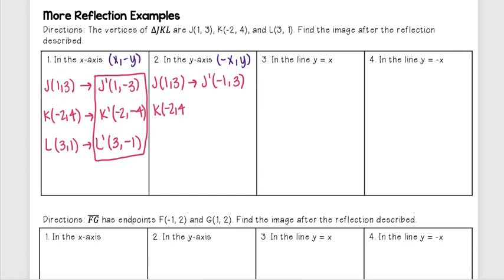My K is at negative 2, 4. So K prime, I'm going to take the opposite sign of x. Since my x is negative here, the opposite sign of that is going to be a positive 2. And then my y stays the same. And then L, 3, 1. So L prime, the opposite sign of 3 is negative 3. And then my y stays the same.